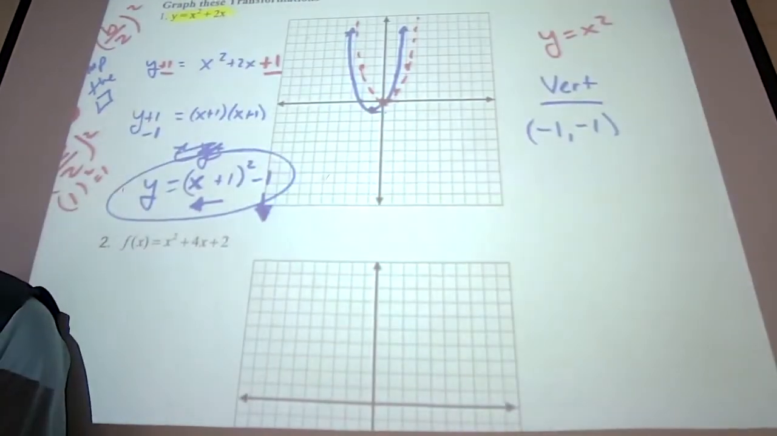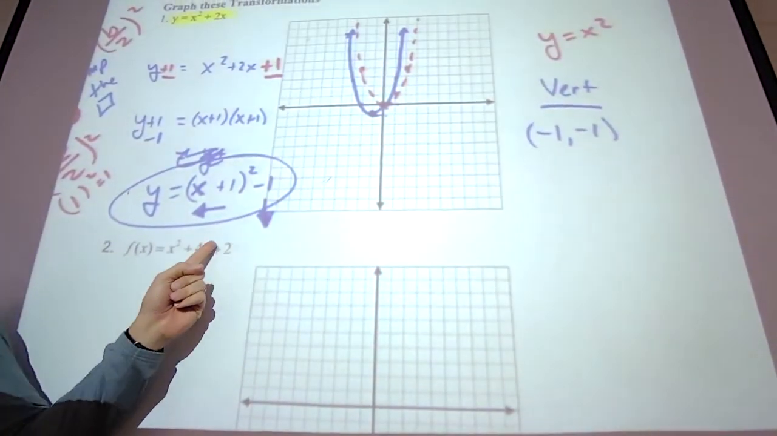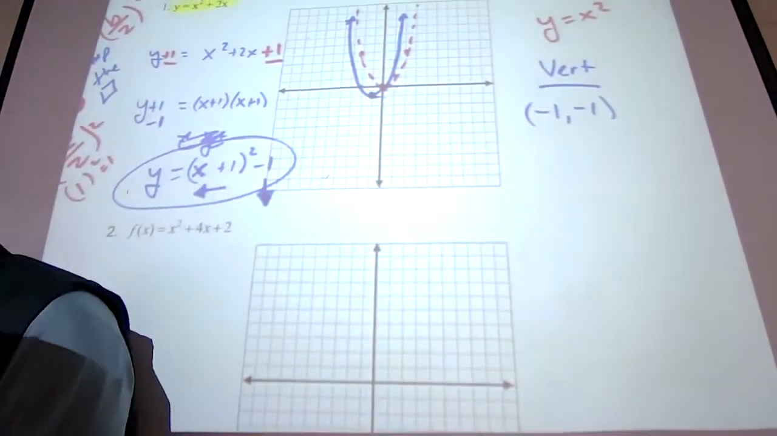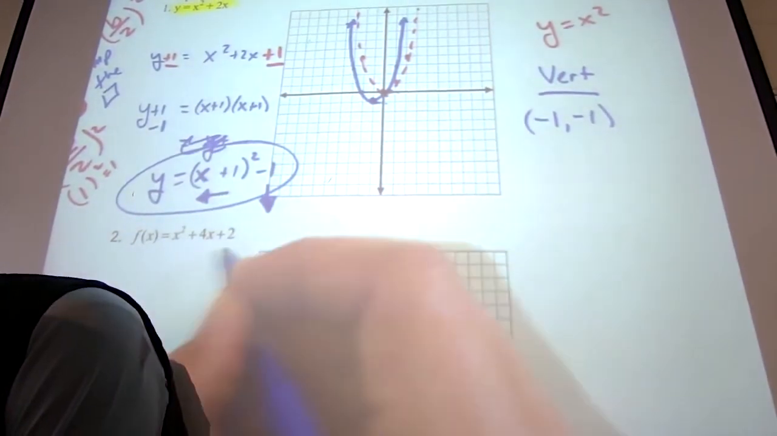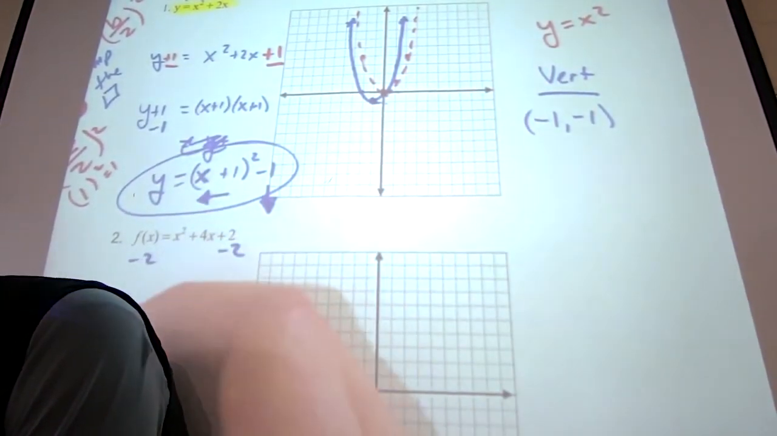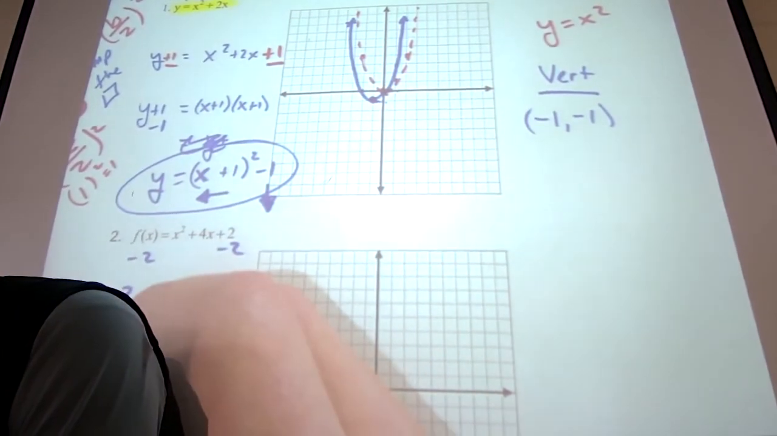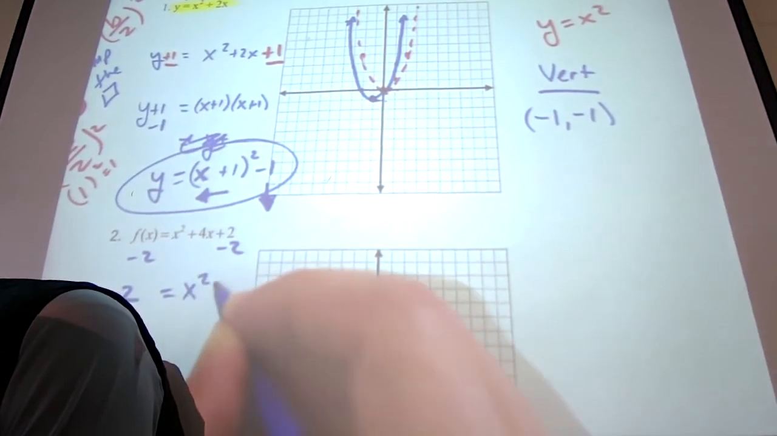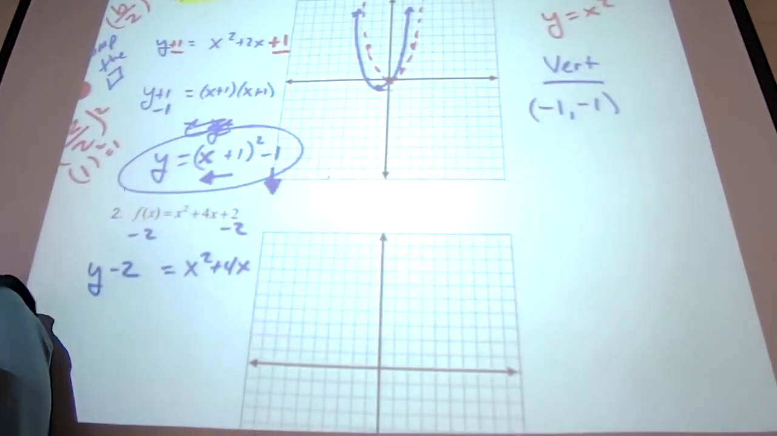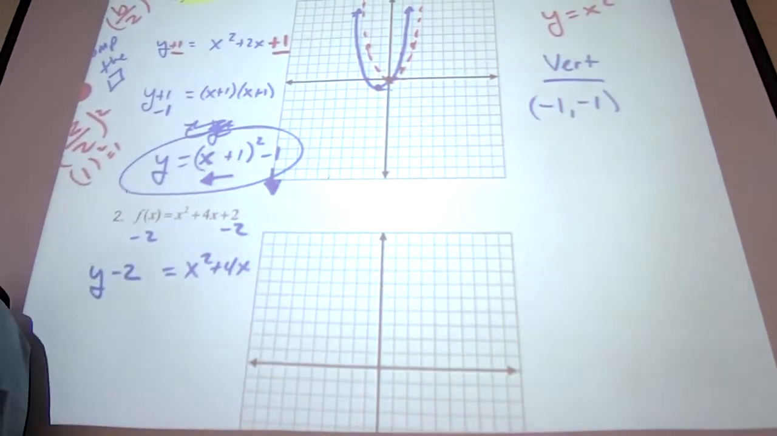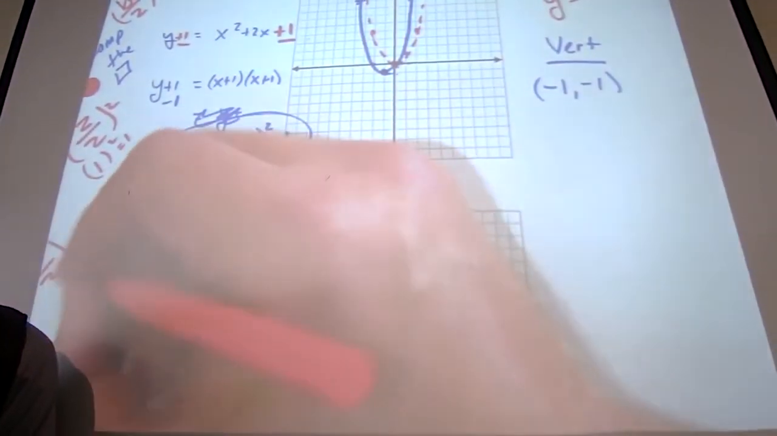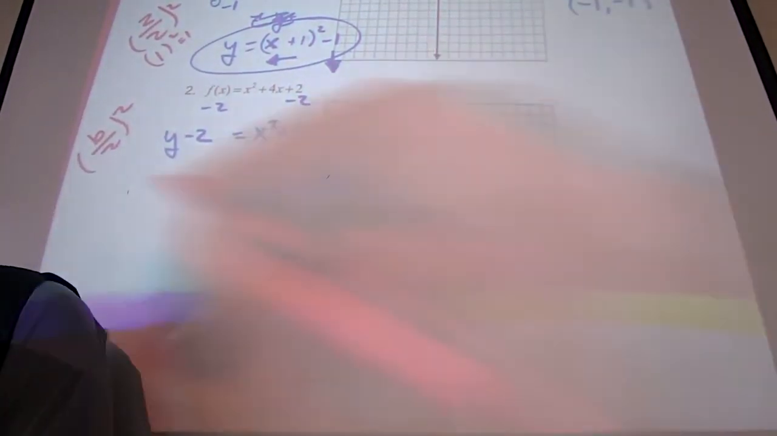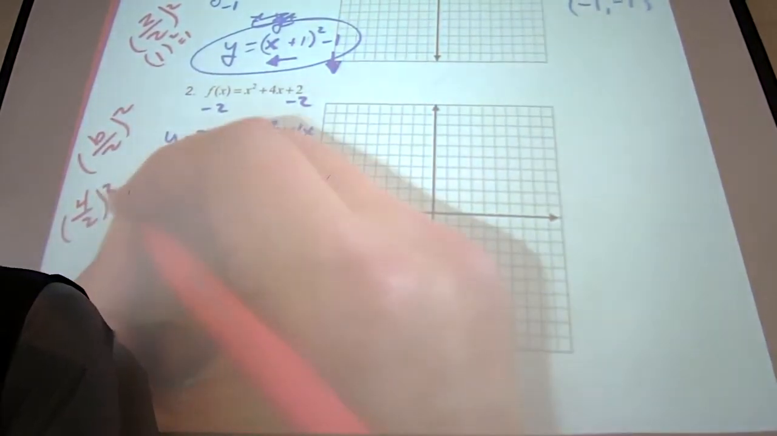Okay. So let's try it one more time. What do you do when you have a C value here? Okay. So for me, again, f of x is the same thing as y. I'll subtract that over. So I subtract the 2 over, so f of x, or y equals, same thing. I got y minus 2, leave some room, and now I've got x squared plus 4x. I'm going to take my b, divide by 2, and square it.